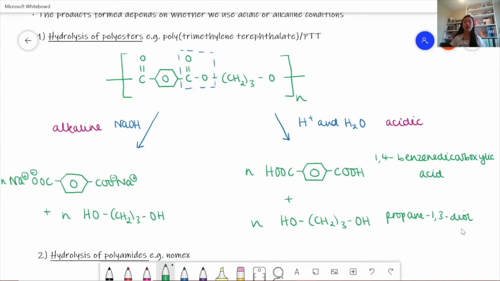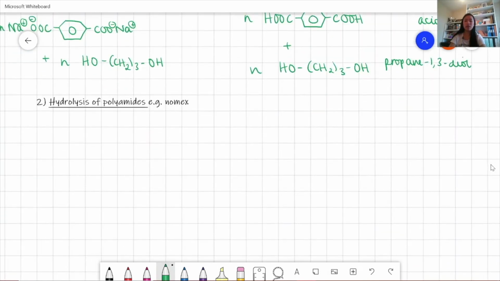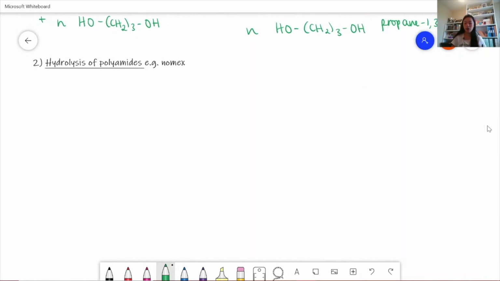And so the key thing to remember is that in alkaline conditions, when we hydrolyze this PTT, we form the salt of the dicarboxylic acid and also the diol, compared to when we use acidic conditions, we form the dicarboxylic acid and the diol. And secondly, we're going to look at the hydrolysis of polyamides. So we need to remember that polyamides are made up of dicarboxylic acids and diamines. And so that means that this is what we'll form when we react it in acidic conditions. And in alkaline conditions, we'll form the salt of the dicarboxylic acid.